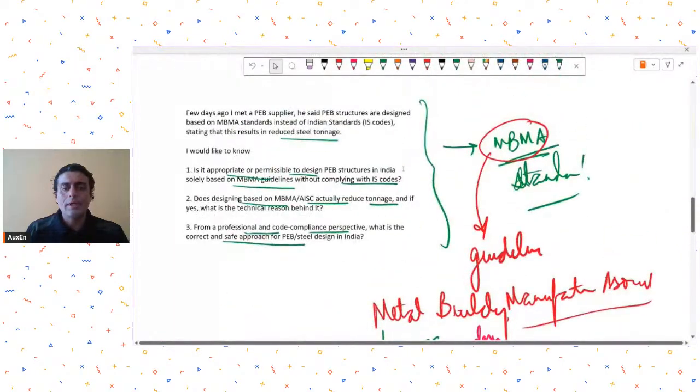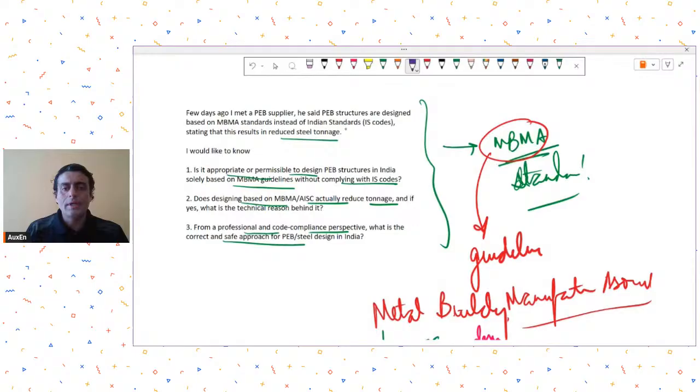So this was my answer that I wanted to give. Does designing based on MBMA AISC actually reduce tonnage? I have already explained the mistake that people are committing. It should not be made.